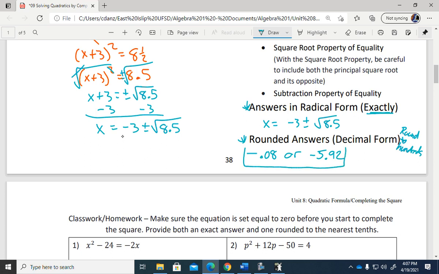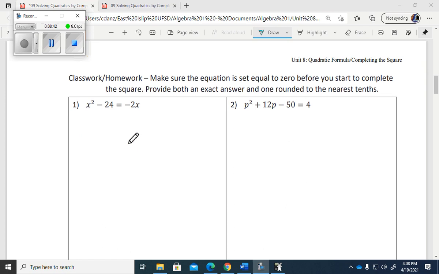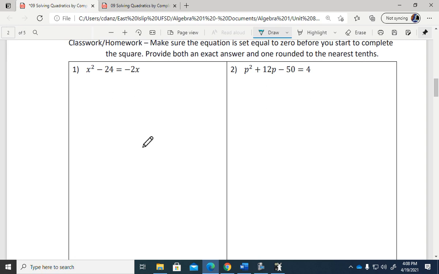And that's it. That's the lesson. So you know how to complete the square. You know how to use inverse operations, and you know how to use your calculator. I will do like one more with you. So I guess we will do number 1.